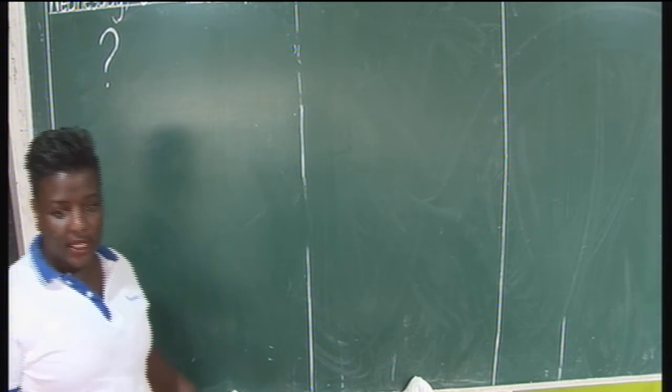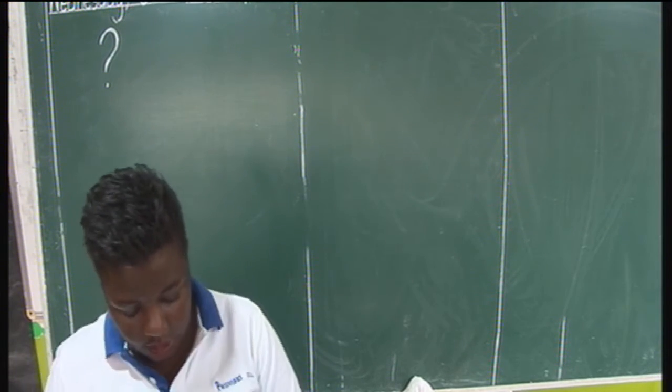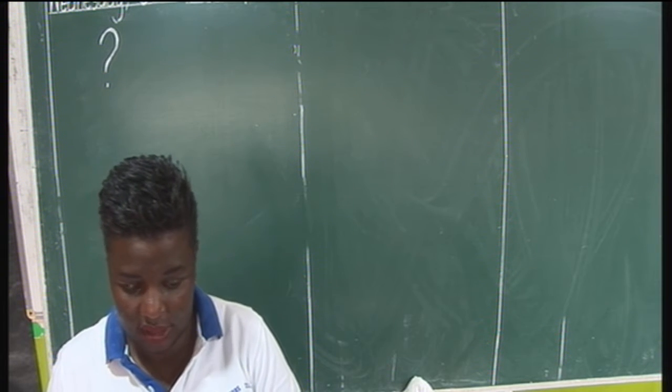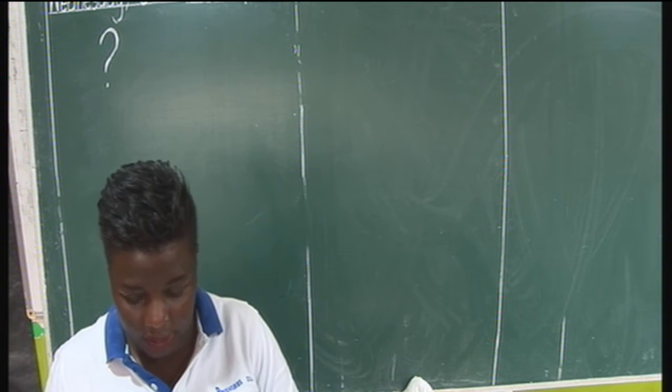A question mark looks like this. It's a curve and a dot. That's a question mark, and it is put at the end of a sentence asking questions. That is a question mark.